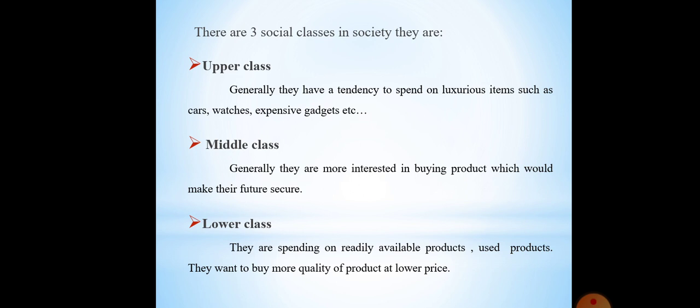Second one is middle class. Generally, they are more interested in buying products which would make their future secure. Middle class people usually spend money on purchasing products which secure their future. Lower class, they are spending on readily available products, used products. They want to buy more quality of products at lower price. Lower class people buy products which are available at cheaper price with good quality and also with good quantity.